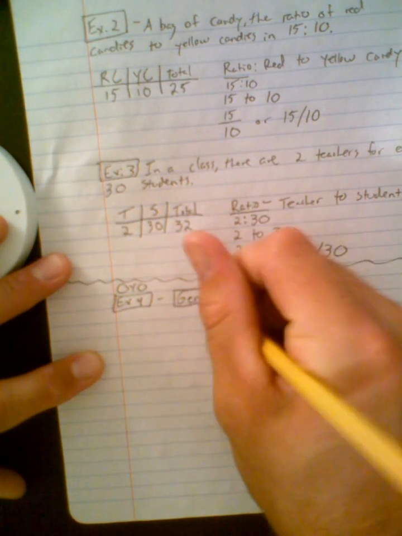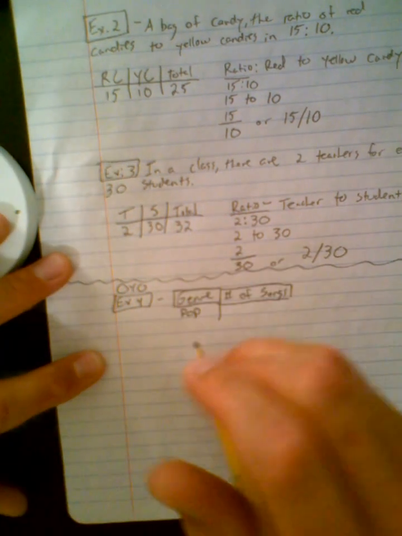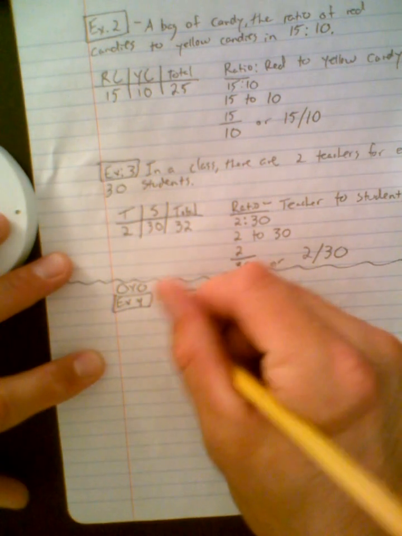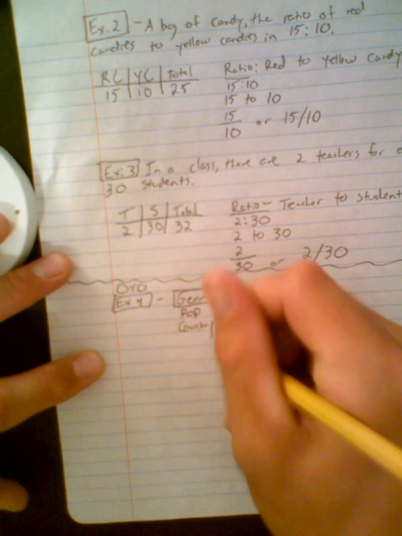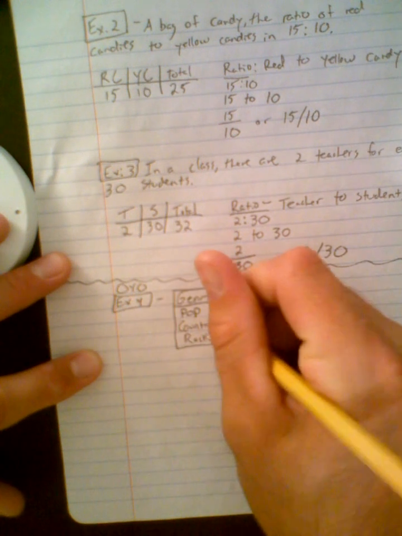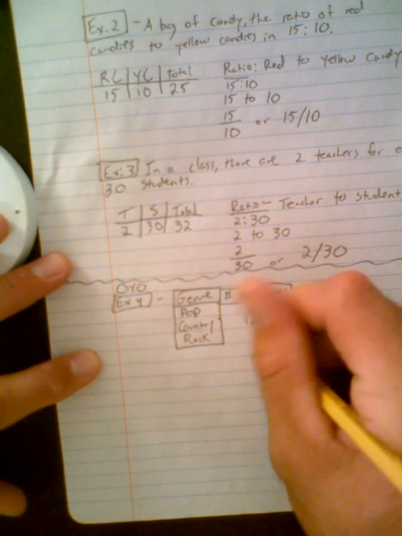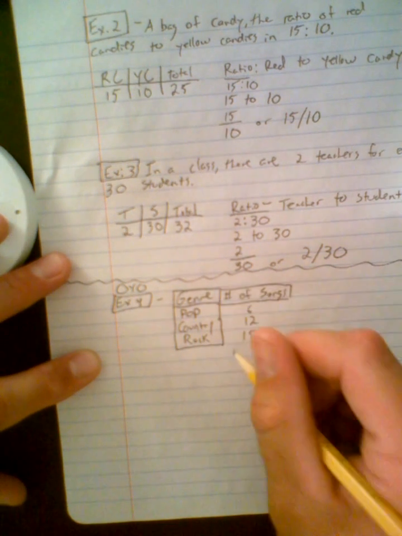Okay. So we're looking at a playlist. We have pop, and not the kind you drink. We're talking pop music, country, and rock. Some of my favorite genres of music. You have 6 pop, 12 country, and 15 rock.